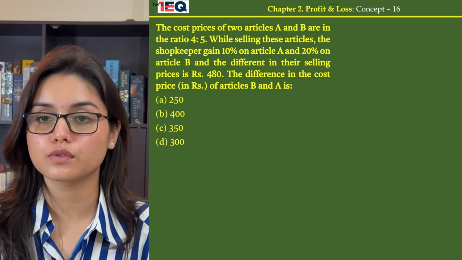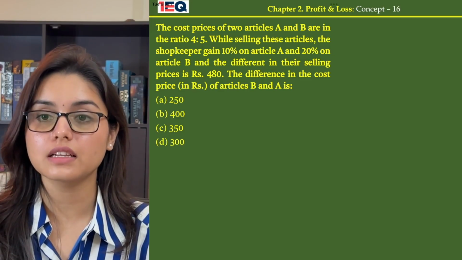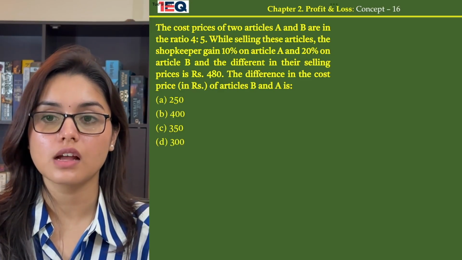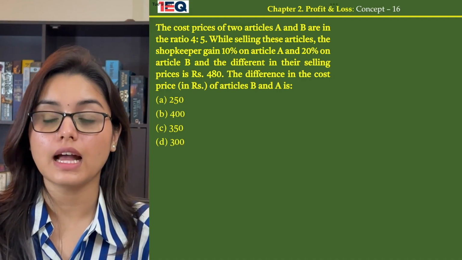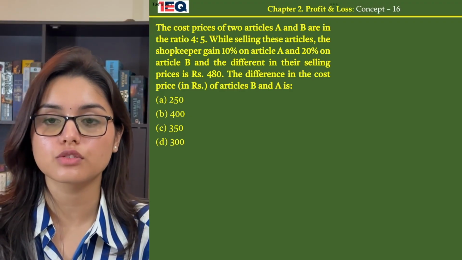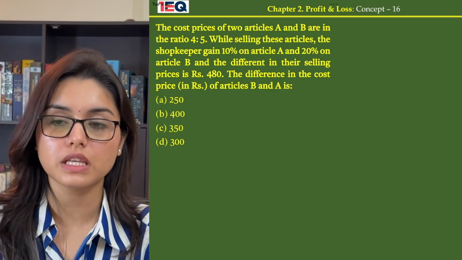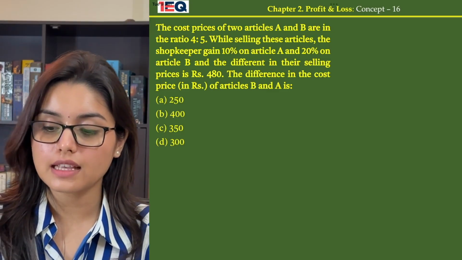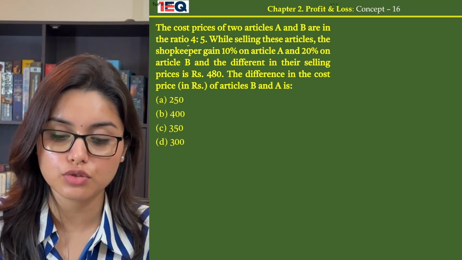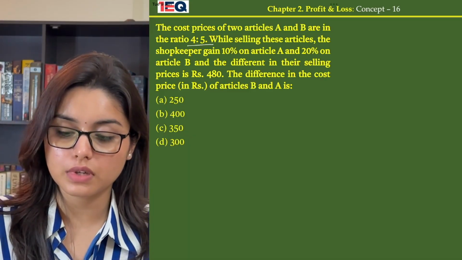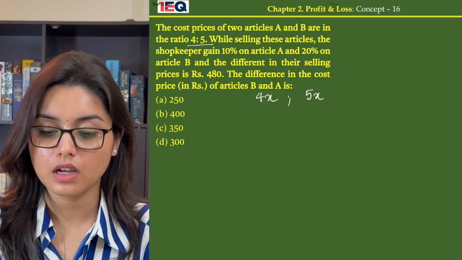The cost prices of two articles A and B are in the ratio 4:5. While selling these articles, the shopkeeper gains 10% on article A and 20% on article B. And the difference in their selling prices is rupees 480. The difference in the cost prices of articles B and A is? As given in the question, the cost prices of both the articles are in the ratio 4:5. So let their cost prices be 4x and 5x respectively.